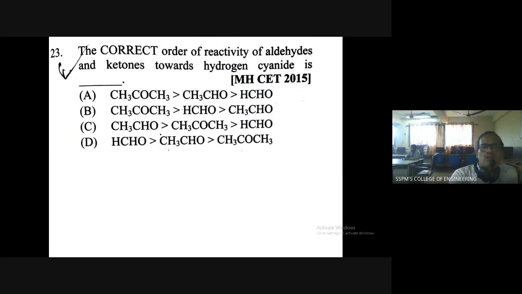The correct order of reactivity. The same kind of question was asked in MHT CET 2015, but in a different way. Okay, the correct order of reactivity of aldehydes and ketones towards hydrogen cyanide. So the reaction is the same, formation of cyanohydrin only, after addition of HCN, hydrogen cyanide.